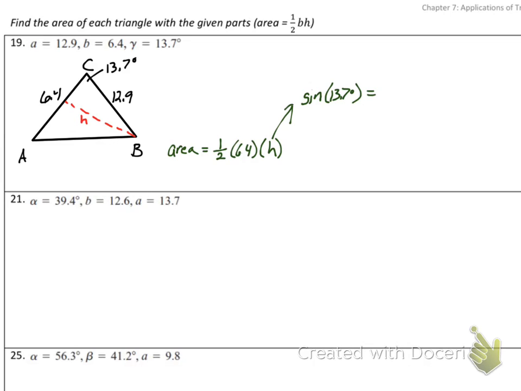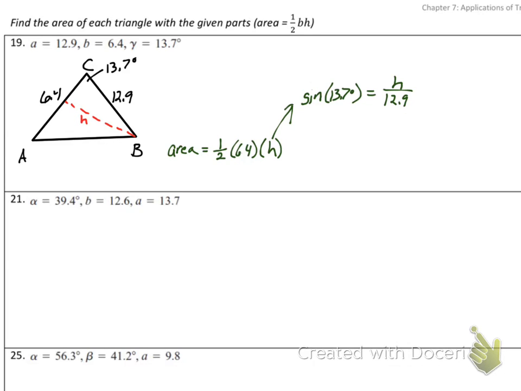That's going to equal opposite, which is h, all over hypotenuse, which is 12.9. And you use that to get h. And you just plug that in, and then you have your value of your area. That is something that could show up on a test. There are times where you don't know all the information, so you might actually have to solve something else along the way too. If that happened, I'd probably say solve the triangle and then find its area.